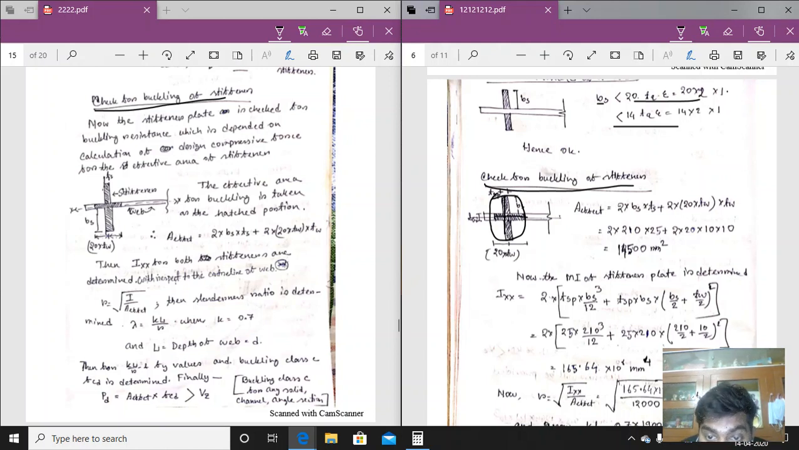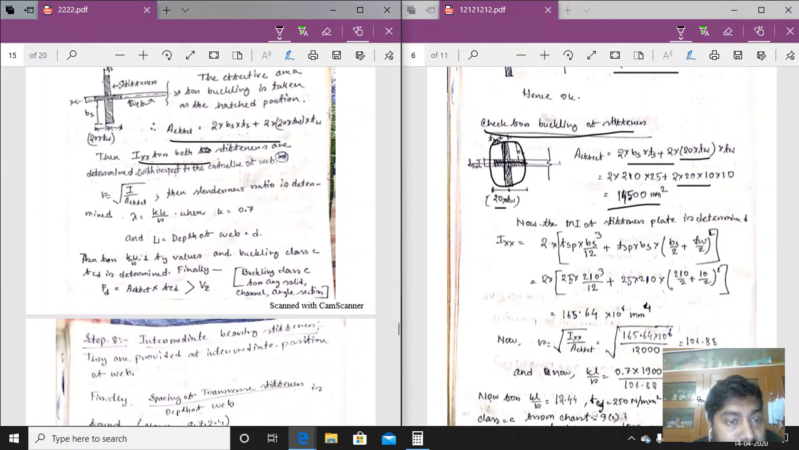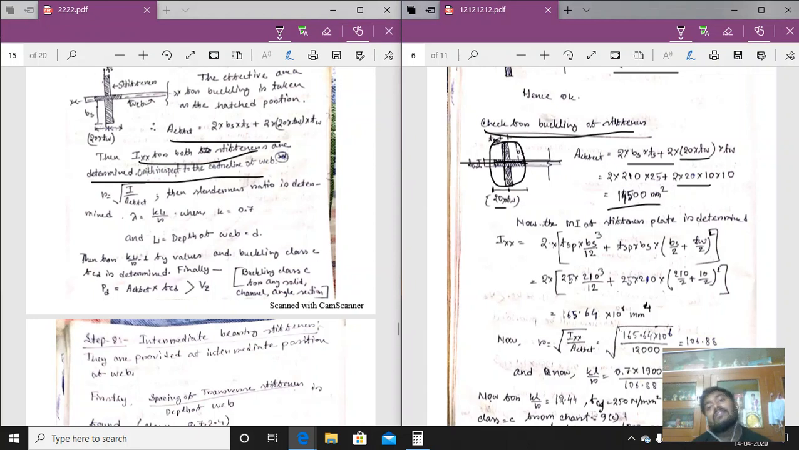So from the center line of the stiffener to the end point of the area, it is 20 into TW. So for two numbers there will be 2 into 20 into TW, that formula. So putting the value of the A effective here, we are getting 14,500 millimeter square, which is a very high value. So A effective we are getting. Now IXX for the stiffener is determined with respect to the center line of the web. Why the center line of the web? You know that because as two stiffeners are provided, there will be two numbers. The IXX of the stiffener plate will be calculated as per the center line of the web. We have to calculate it as per the center line of the web.